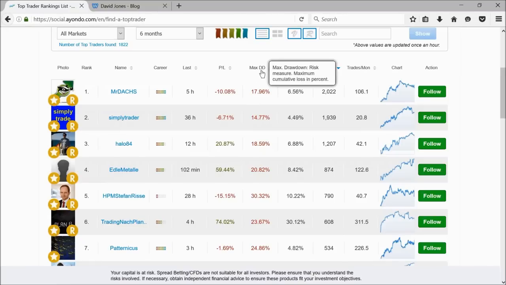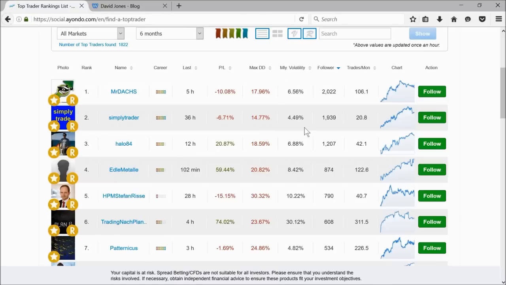That means max drawdown. So what it means is if their account reached a peak of let's say £10,000 from trading profits, how much of that did they give back before the account grew again? So the maximum drawdown in this case was just under 21%.